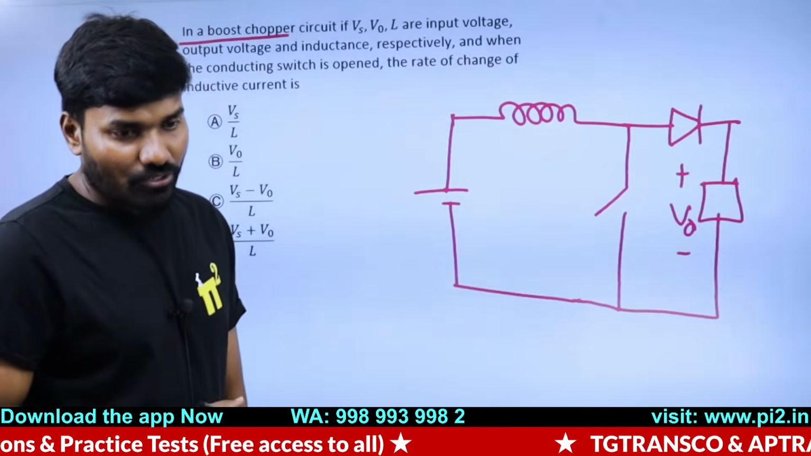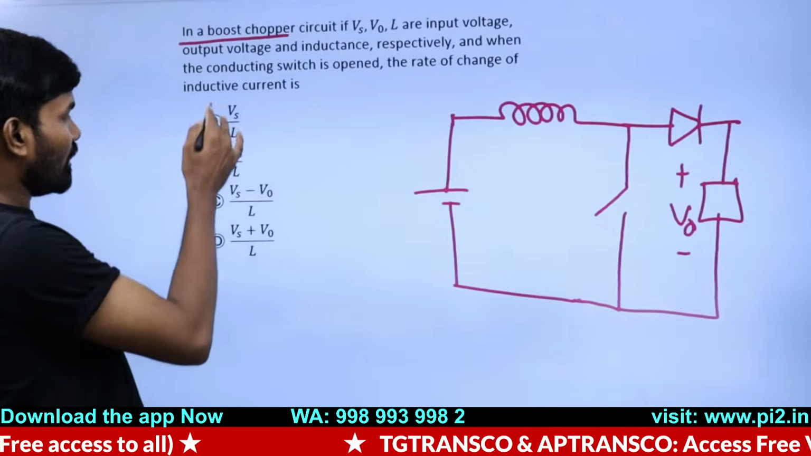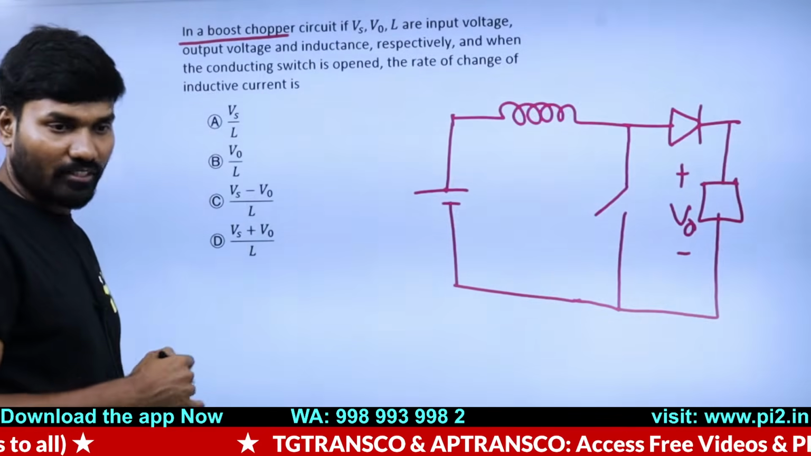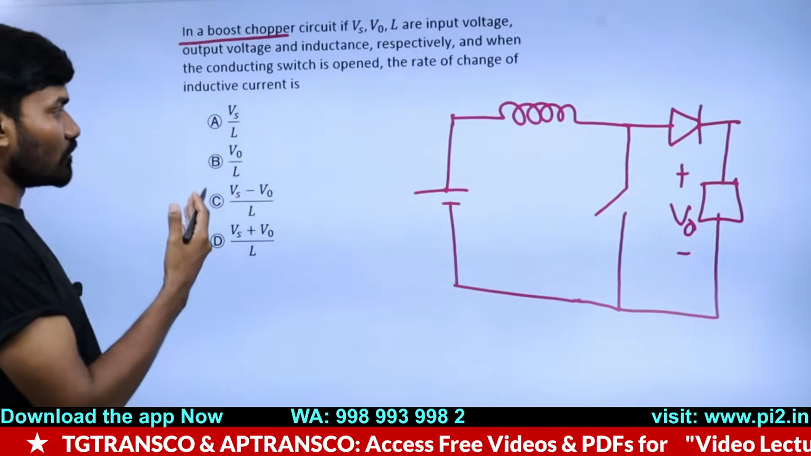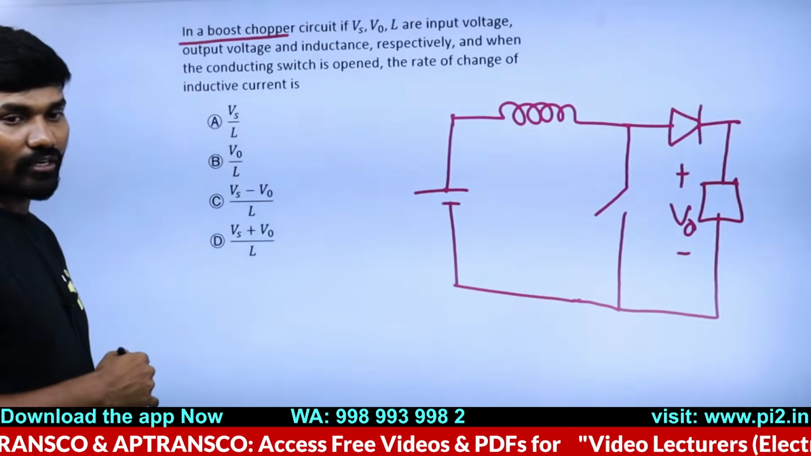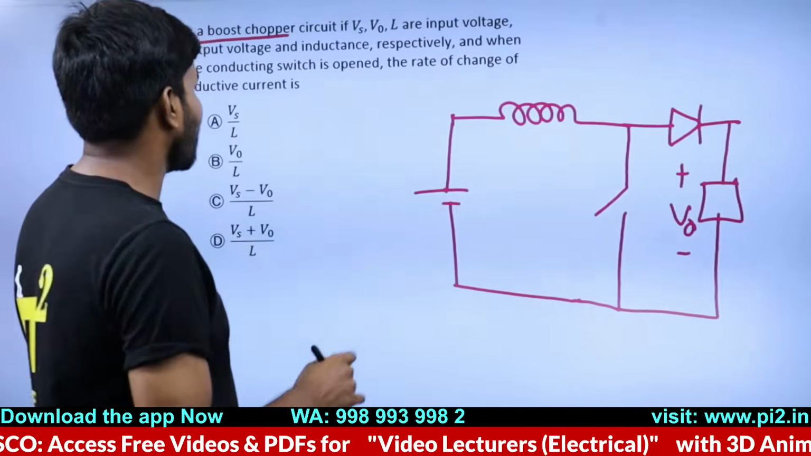We got the answer. Madhu is saying Vs into T on by L, but none of those options are here. You're right, Madhu, but you have to go according to the options. What you're writing is not in the options. That's the interesting part.